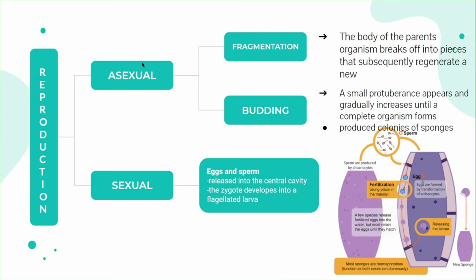So next is the reproduction. Okay, the reproduction of sponges. The sponges have asexual and sexual reproduction, in which the asexual has a fragmentation and budding process. So the fragmentation, the body of the sponge, like the parent, will break off into pieces. Next, they will regenerate new sponges. So the budding means a small protuberance appears and gradually increases until a complete organism forms. So they will produce colonies of sponges.